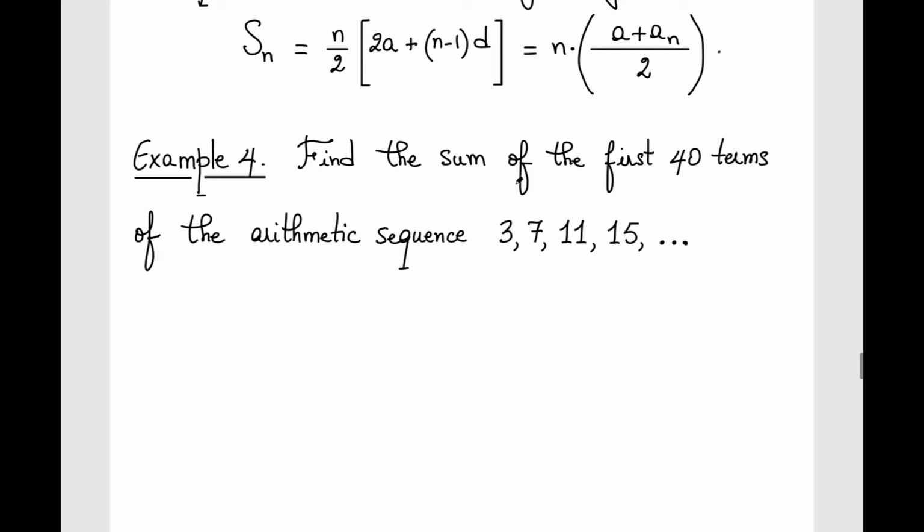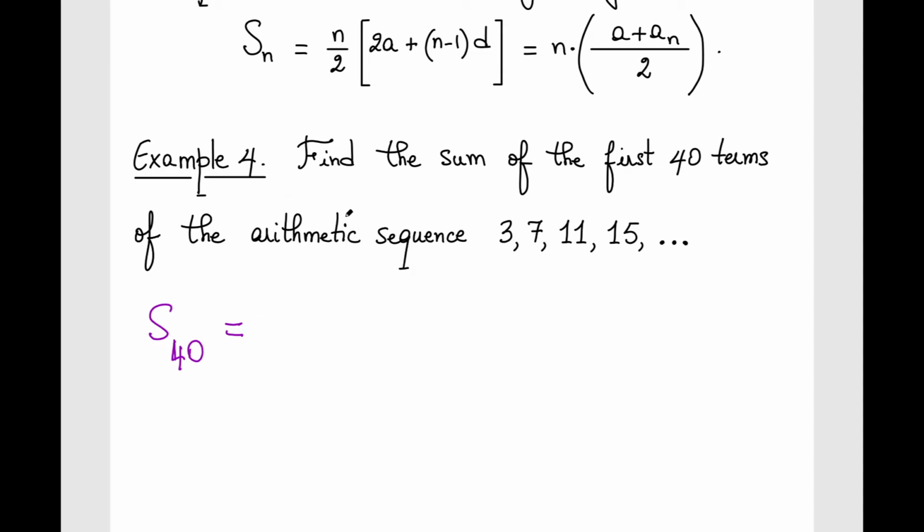All right. Example 4. Find the sum of the first 40 terms of the arithmetic sequence 3, 7, 11, 15. So here we want to find S sub 40, the sum of the first 40 terms. And let's use any of the two, they're the same.